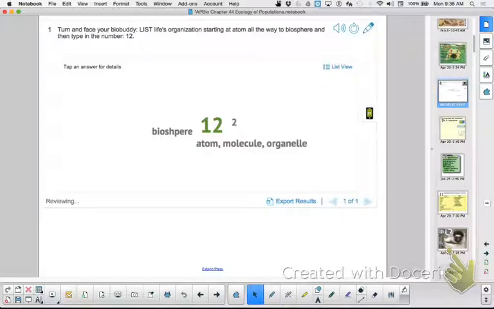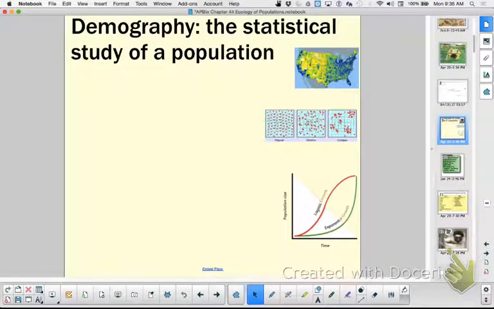Biosphere. All right. So let's look at the demographics of a population. So you have a term up there, demography, and I would like Slate to go ahead and define it. I gave it to you. Go ahead.